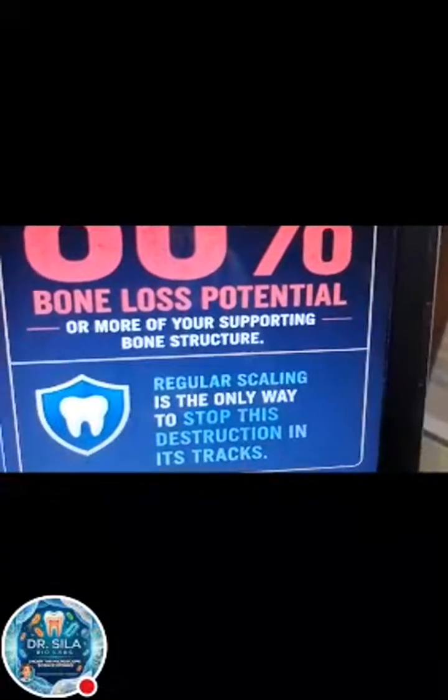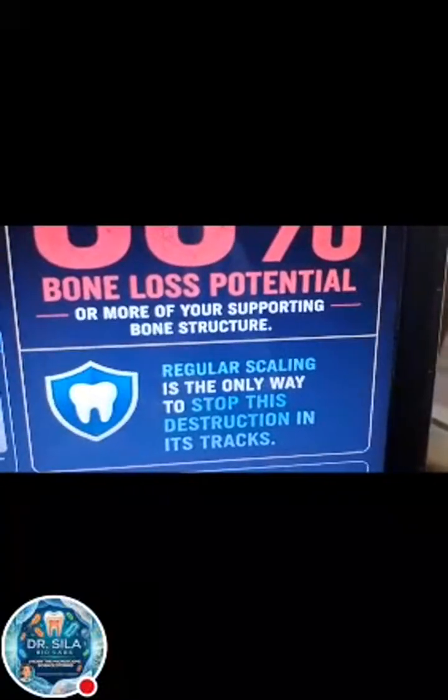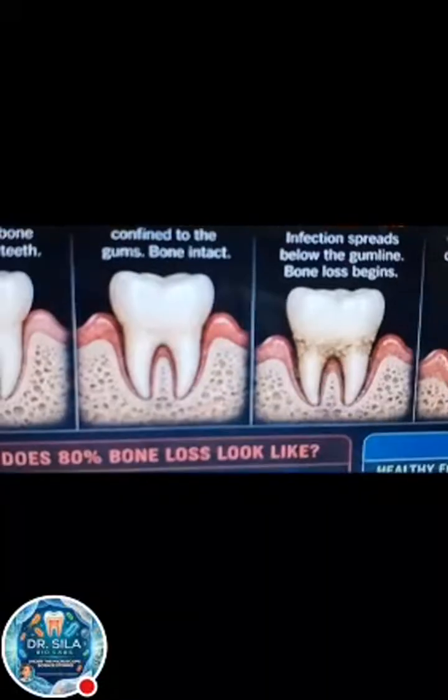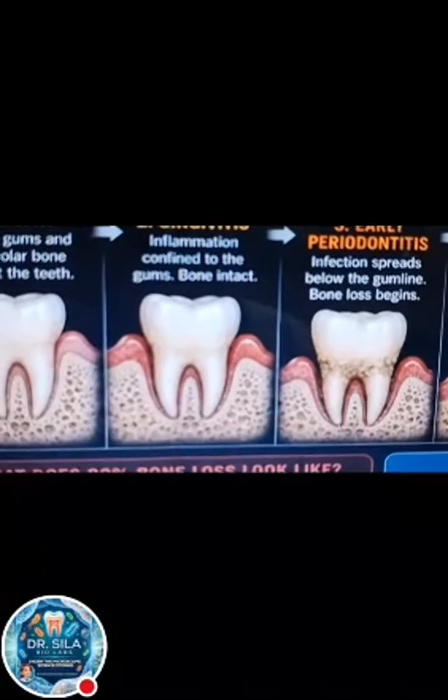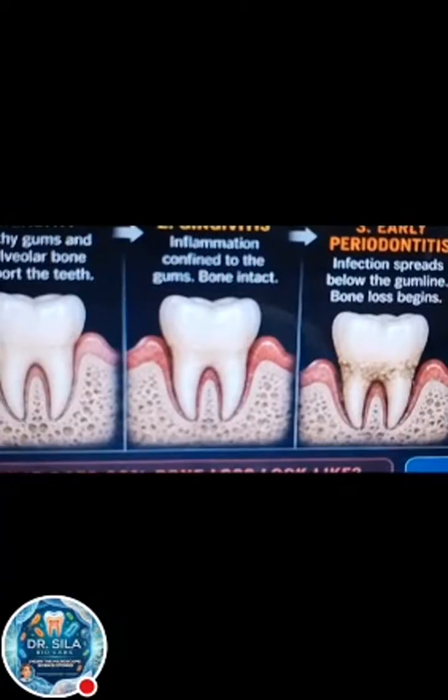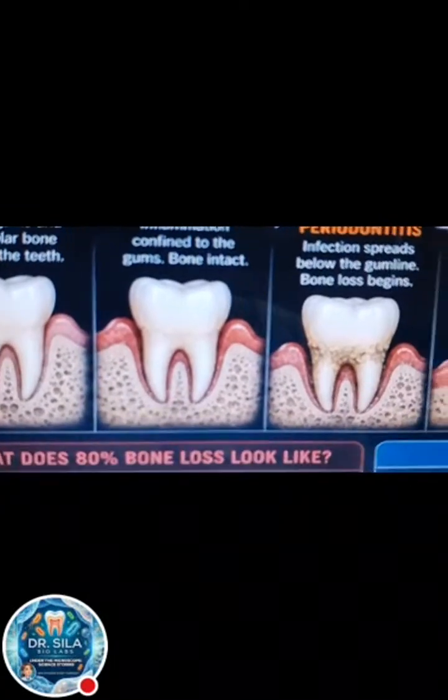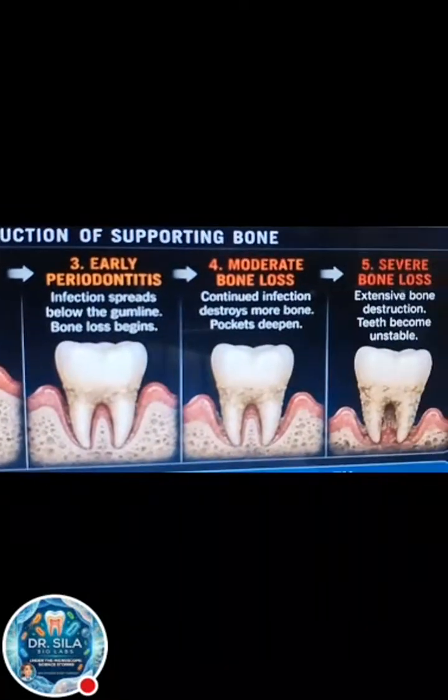Regular scaling is the only way to stop this destruction in its tracks. So don't wait for the bone loss, prevent it, protect your teeth, protect your health. Early intervention today is a stronger smile tomorrow.